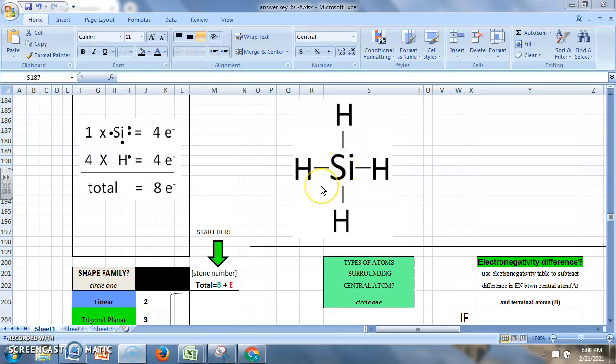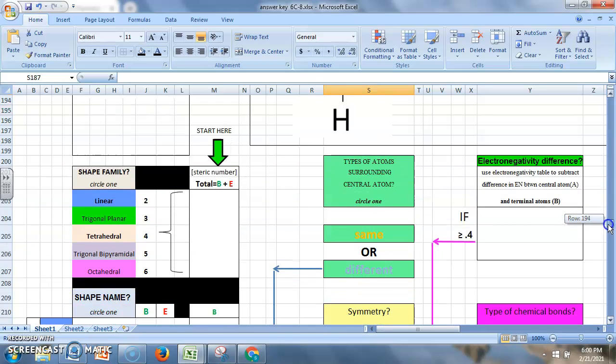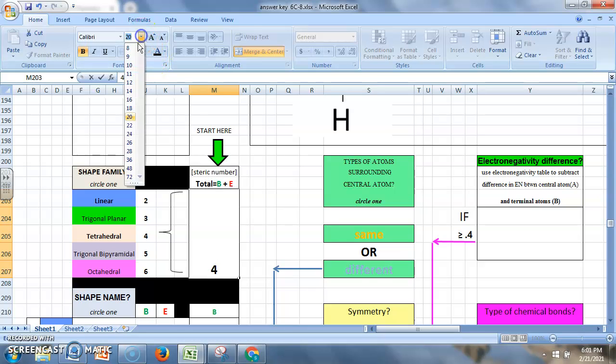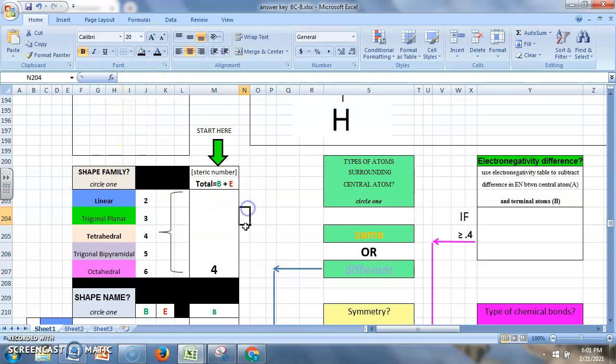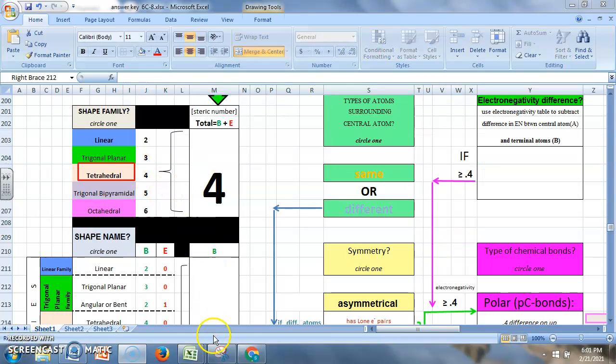Now it is time to determine its shape. We begin by counting the number of things on the central atom. We call that the steric number. Things would include atoms. We have 4 hydrogens on the central atom silicon, so we have 4. And then there are no lone pairs, which is our E. So we have a total of 4 things on the central atom. All atoms, no lone pairs. And we already know the family shape. When there are 4 things surrounding the central atom, that puts it in the tetrahedral family shape. So when you have 4 total things, it is in the tetrahedral family.